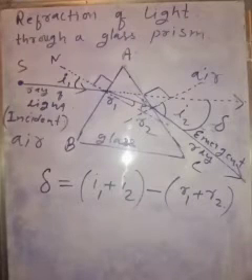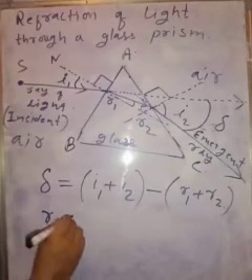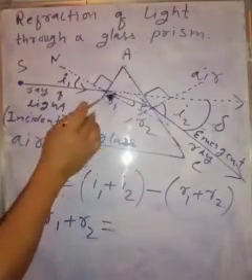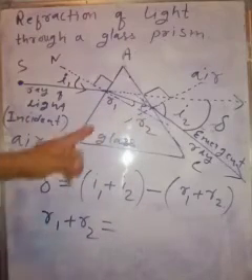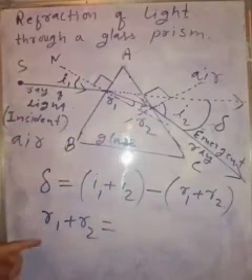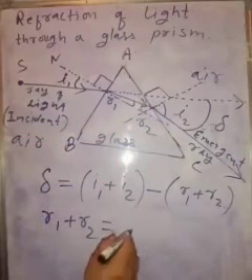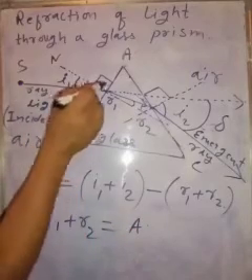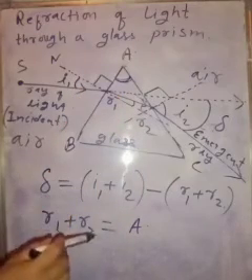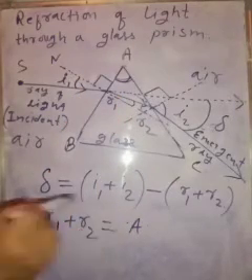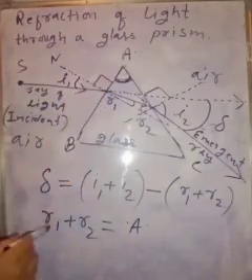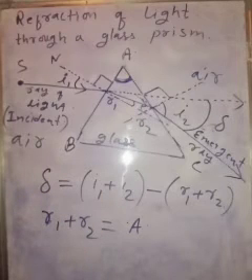And another relation: if you add R1 plus R2. What are R1, R2? This was the angle between the ray of light and the normal inside the glass, for the first refraction and second refraction. So if you add R1 and R2, this will be A. A means the angle of prism. Now this R1 and R2 depends on the angle of prism A. If you increase the angle of prism, R1 and R2 also increase.